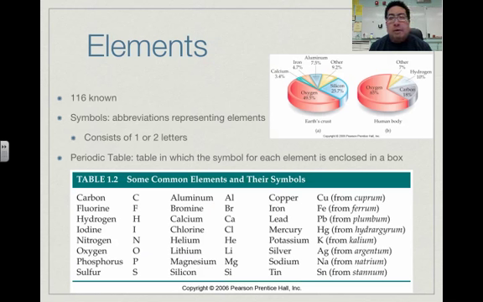Elements, and we're going to talk more about elements in a separate chapter, but there are 116 known elements. We represent elements with names and symbols. The symbols are abbreviations that represent the elements. Usually they consist of one or two letters. The first one is in uppercase, the second one usually is in lowercase. The names vary depending upon the element, who discovered them, and things like that.